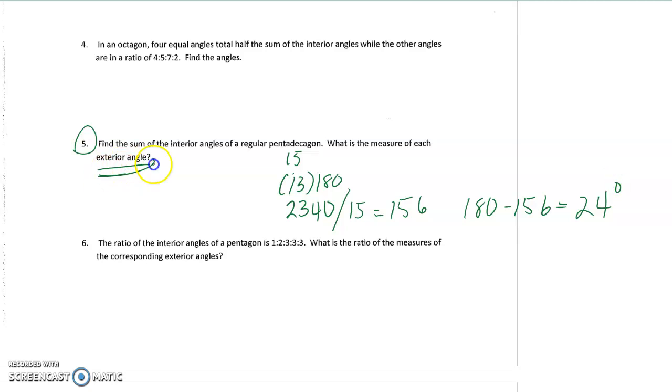If I want one exterior angle, I know every single polygon, doesn't matter if it has 15 sides, its exterior angles total 360. So if it has 15 sides, I take 360 and divide by 15. My answer is 24 degrees. So that would be a much easier way. So go ahead and work through these and see how well you do.